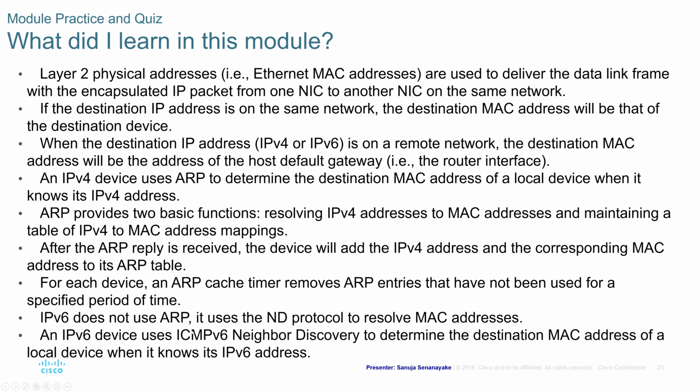IPv6 does not use ARP. Instead, it uses something called the neighbor discovery protocol to resolve MAC addresses. An IPv6 device uses ICMP version 6 neighbor discovery to determine the destination MAC address of a local device when it knows its IPv6 address. So if you have any doubts about anything we discussed in this lecture, you can pause this video right here. This is a really good summary of what you should have learned for your quizzes and exam in this module.